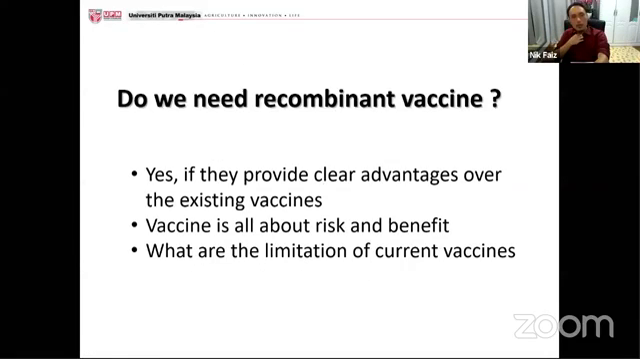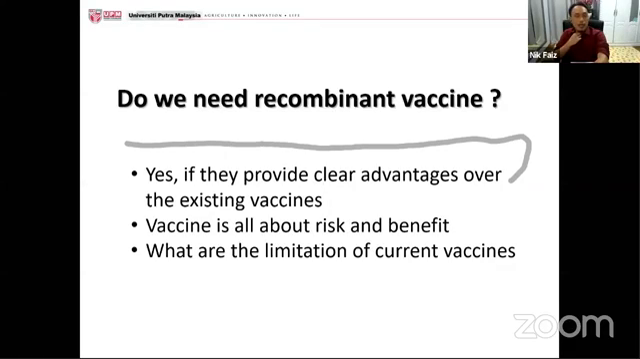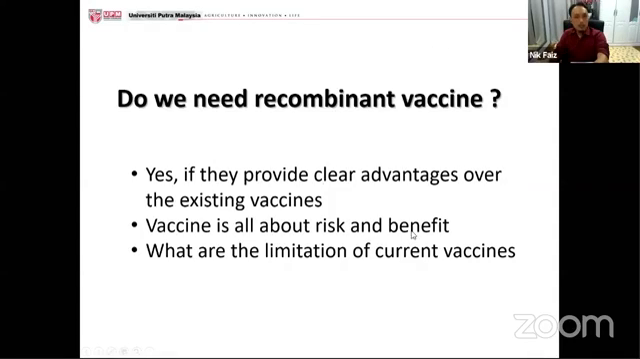But do we actually need a recombinant vaccine? Yes, we need recombinant vaccines if they provide clear advantage over the existing vaccines. Again, when it comes to vaccine development, vaccine is all about risks and benefits. When it comes to development of vaccines, you have to balance out the risk of new vaccines, recombinant vaccines, with the benefit they will get in general.